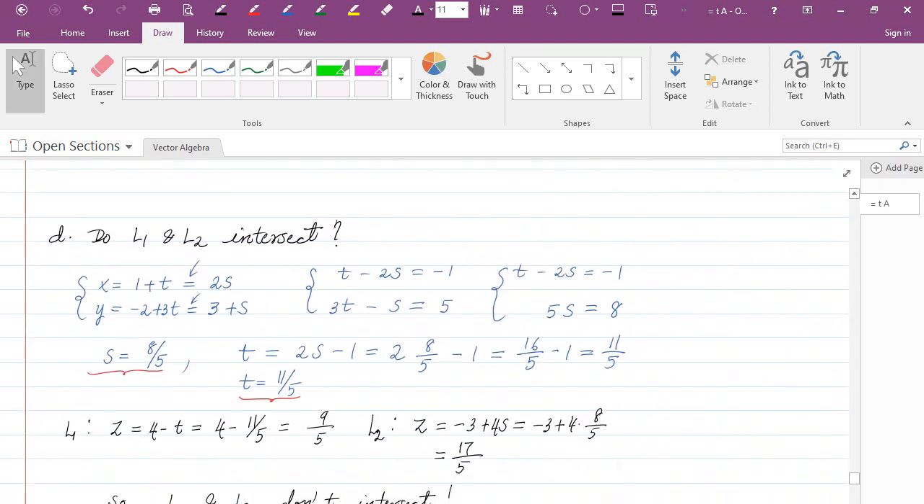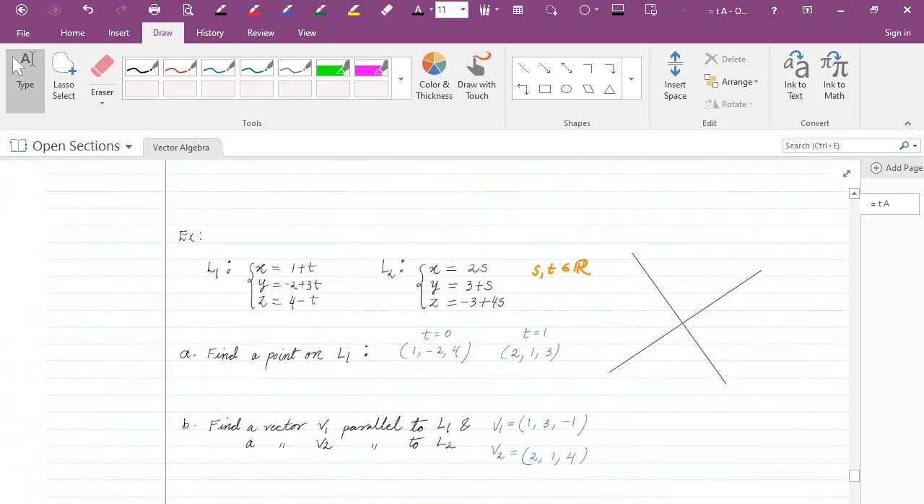And if they do, then we want to find the intersection. Well, we're just going to go ahead and assume that they intersect, and then we're going to try to find the intersection. And if we can find the intersection, then they intersect. If we cannot, then it'll mean that they don't intersect.